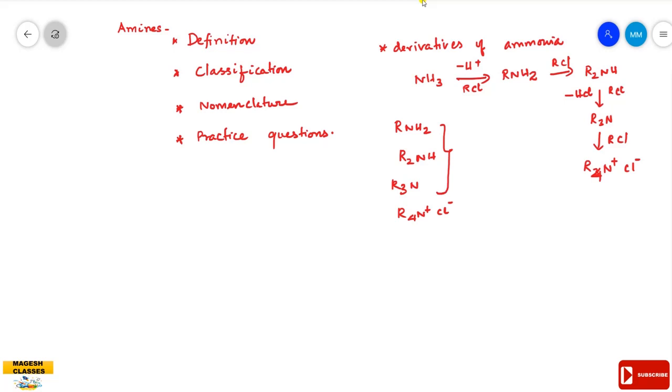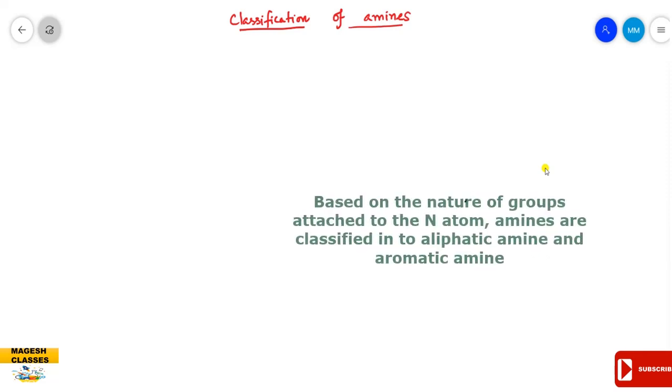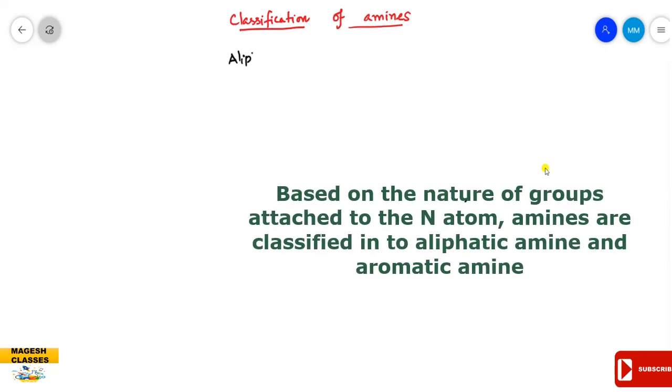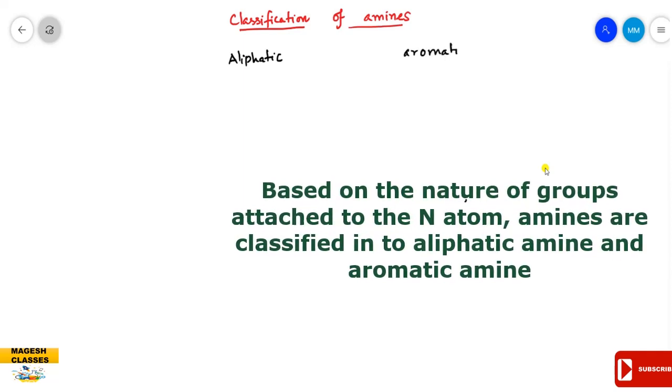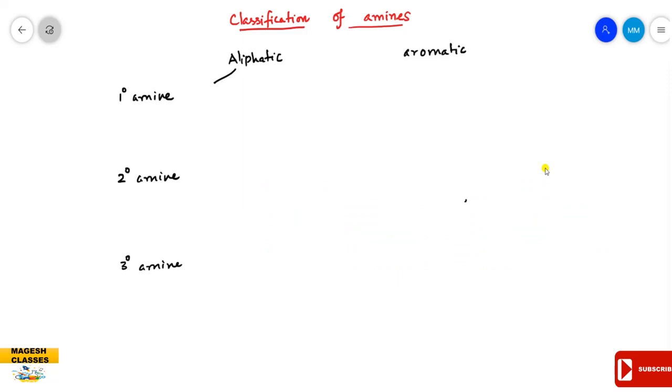Now we are going to classify the amines. Amines are mainly classified into two categories: aliphatic amine and aromatic amine. Aliphatic amine is again classified as primary amine, secondary amine, and tertiary amine. This classification is based on whether the alkyl group is attached or the aryl group is attached.